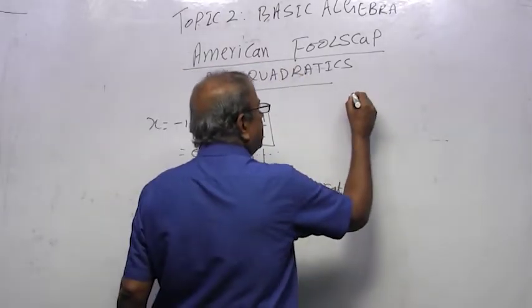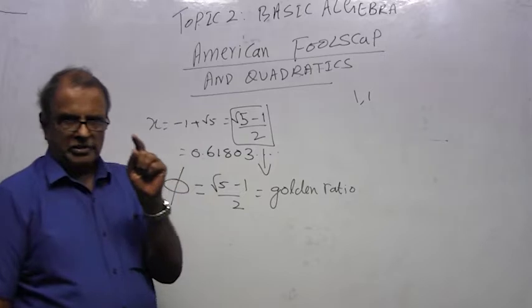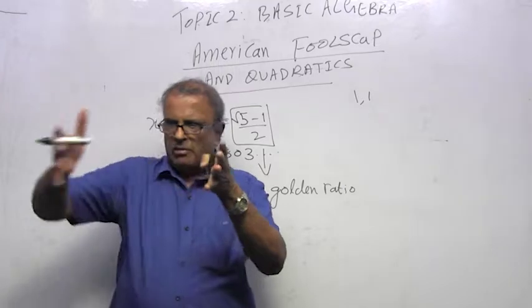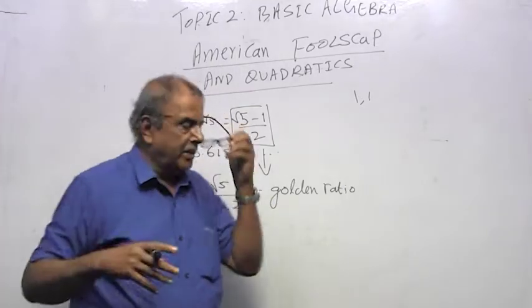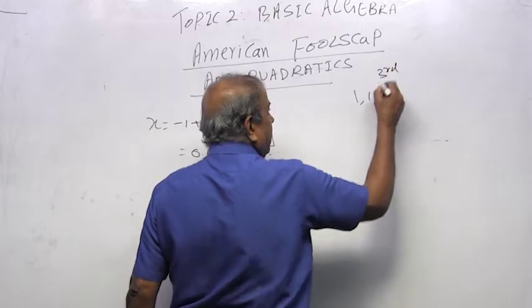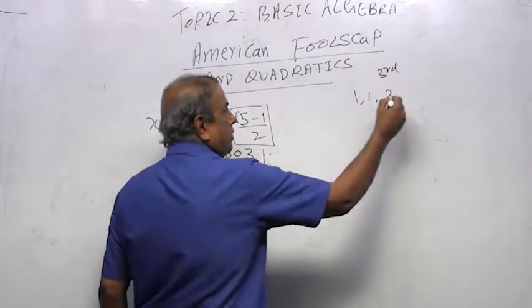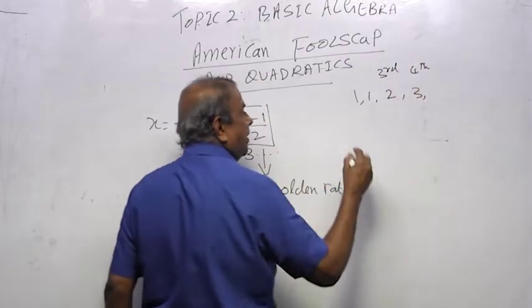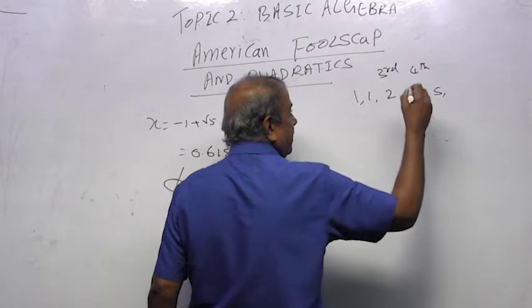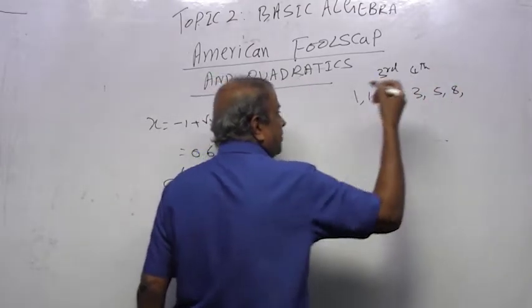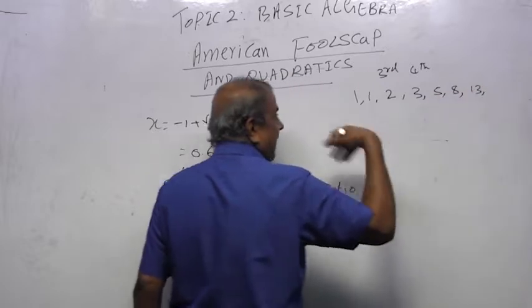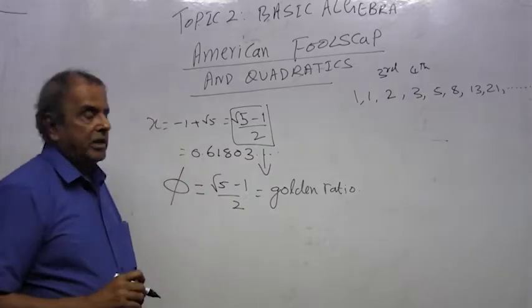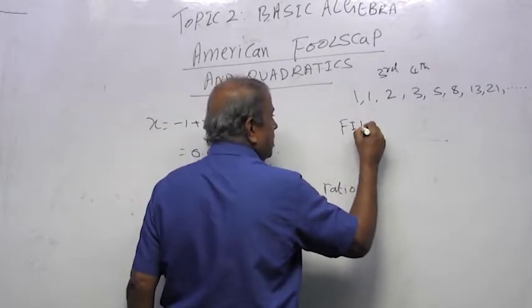Let's look at a sequence of numbers: 1 and 1. After the second number, every number is the sum of the two numbers behind it. So the third number is 1 plus 1, 2. The fourth number is previous 2 plus 1, 3. The fifth number is 3 plus 2, 5. Sixth number is 5 plus 3, 8. Seventh number is 8 plus 5, 13. Eighth number is 13 plus 8, 21, and so on. This is called a Fibonacci sequence.